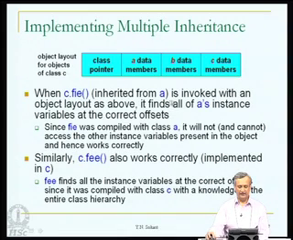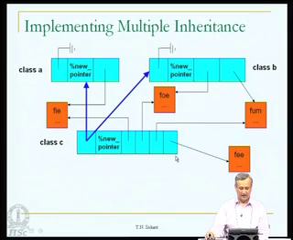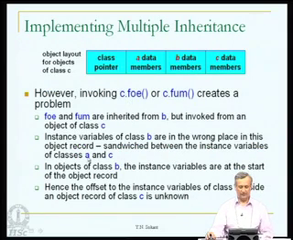When C dot phi inherited from A is invoked with an object layout as here, it finds all of A's instance variables at the correct offsets, no problem at all. Since phi was compiled with class A, it will not find and cannot access the other instance variables present in the object and hence works correctly. So, C dot phi will work well because all this was compiled together. Similarly, C dot phi implemented in C also works correctly, because we are assuming that A is first and then B. Everything was compiled together, A and B are placed and then C is placed. But C dot fo or C dot fum will not be proper.